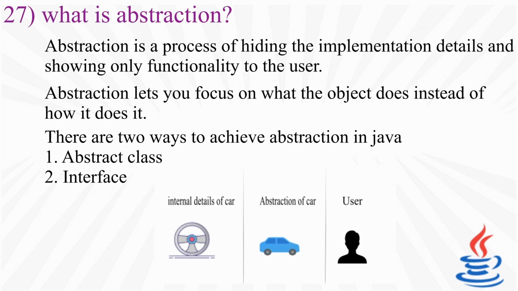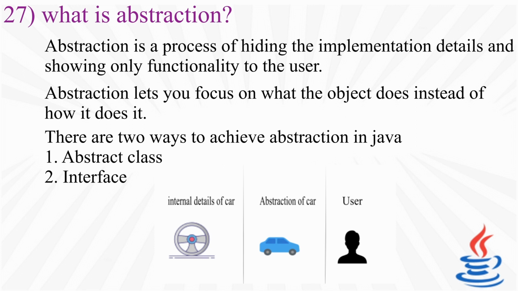Next question is, what is abstraction? Abstraction is a process of hiding the implementation details and showing only functionality to the user. Another way, it shows only essential things to the user and hides the internal details. For example, sending SMS where you type the text and send the message. You don't know the internal processing about the message delivery. So, abstraction lets you focus on what the object does instead of how it does it.